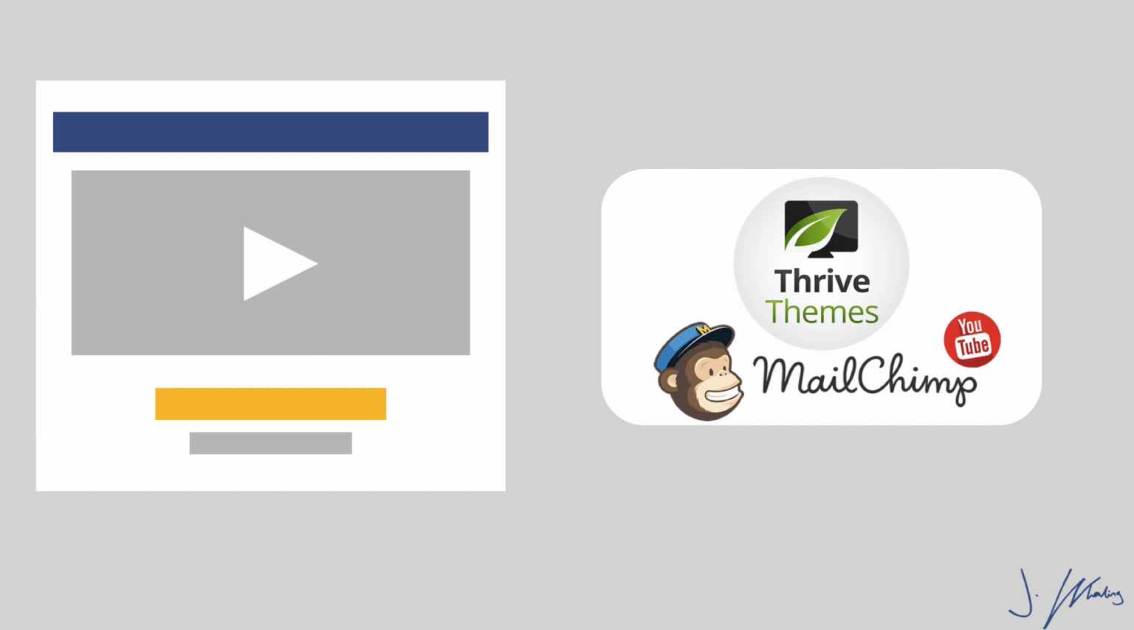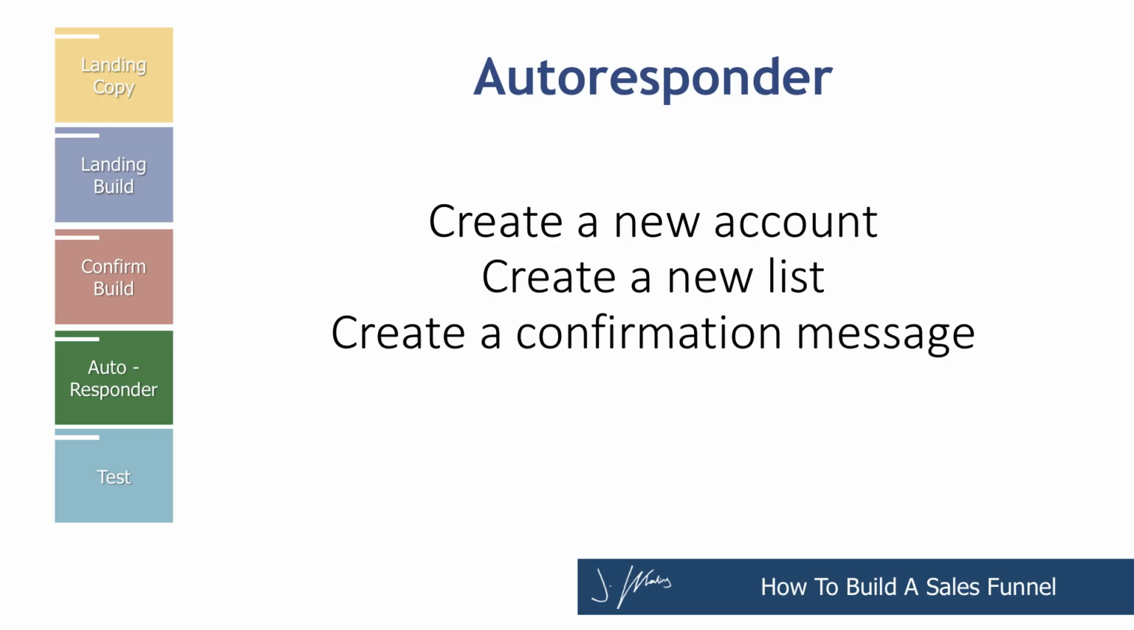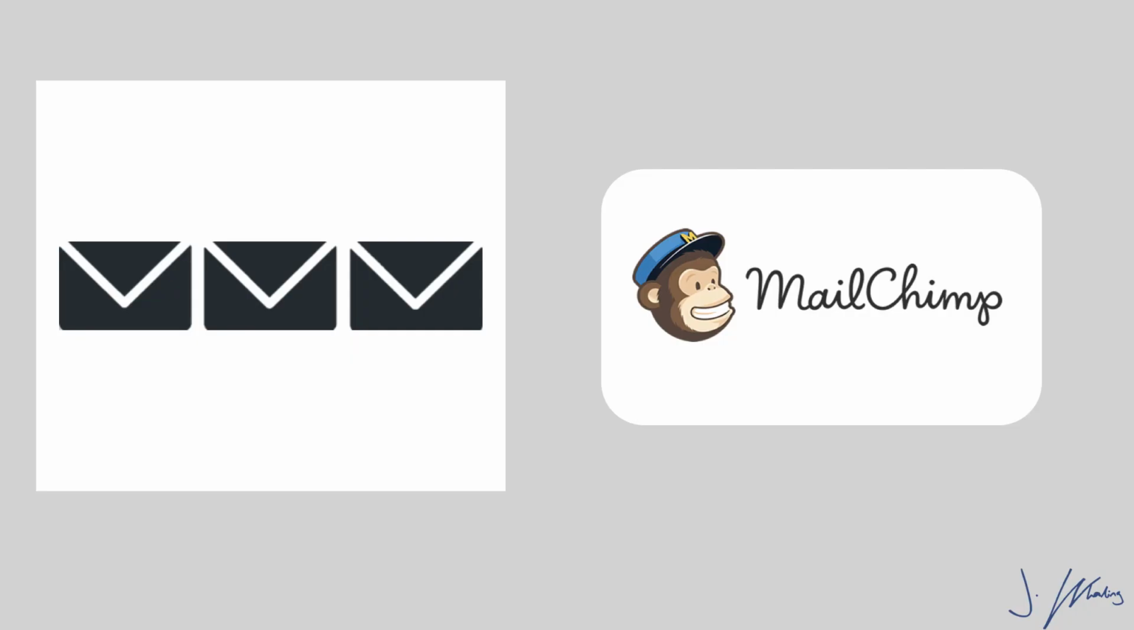For our autoresponder, we're going to be using MailChimp. And inside of MailChimp, all you need to do is create an account that is free. We'll create a new list that's also free, and create a confirmation message and follow-up sequence, which, you guessed it, is also free. That's why I'm recommending MailChimp, because it keeps our price at $100. Like I said, we don't have to pay for any other software moving forward.